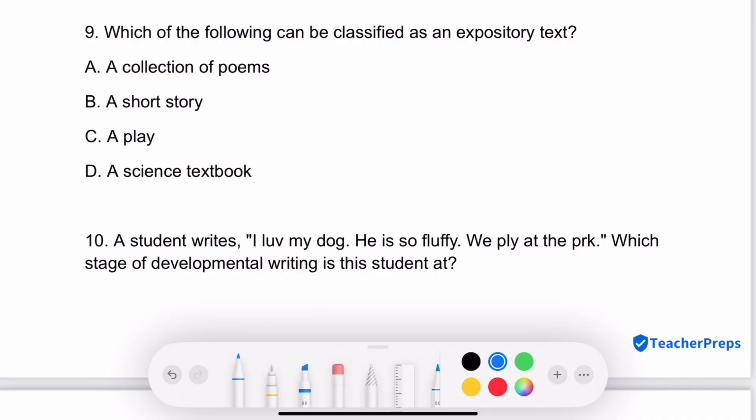This one asks which of the following can be classified as an expository text?